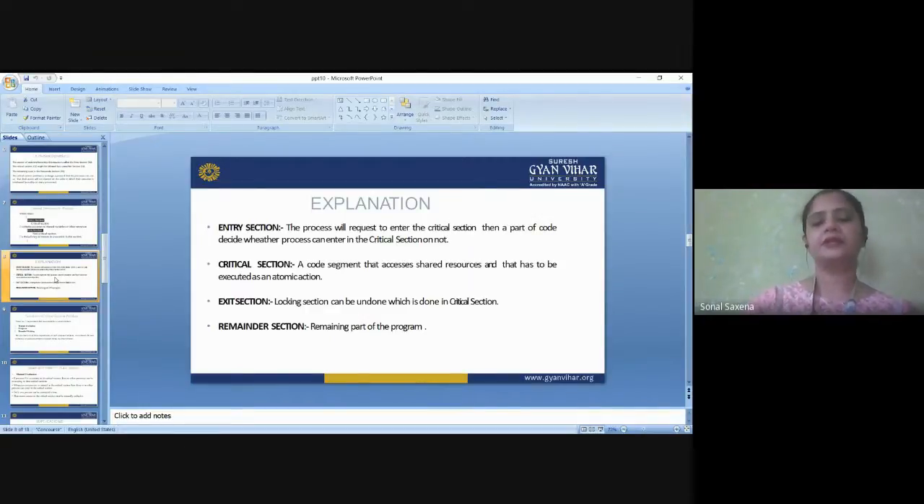Okay. Then there is a remainder section. What is remainder section? The remaining part of the program which is not inside the critical section, but yes, it is waiting for the critical section to give permission to execute.